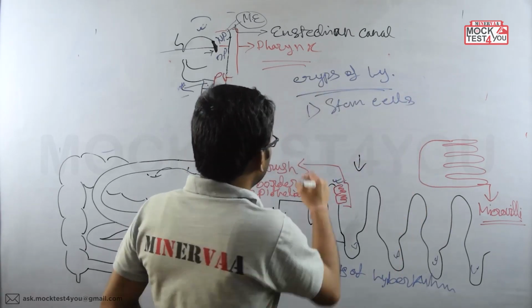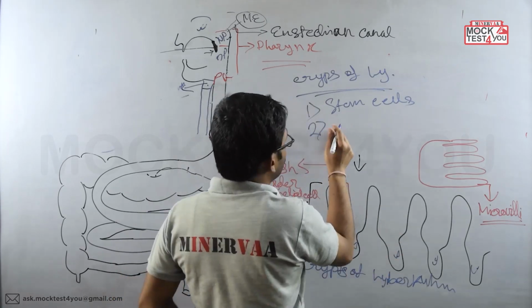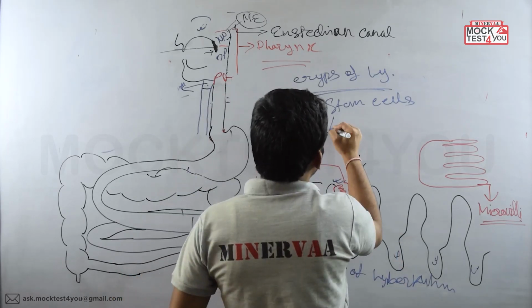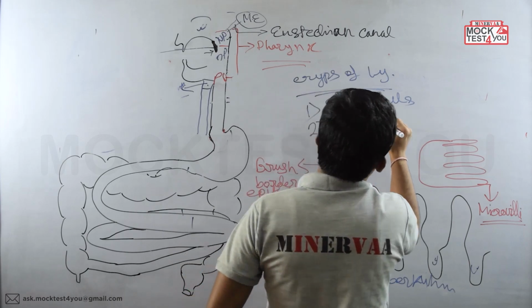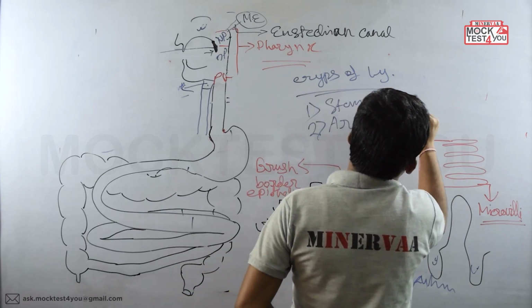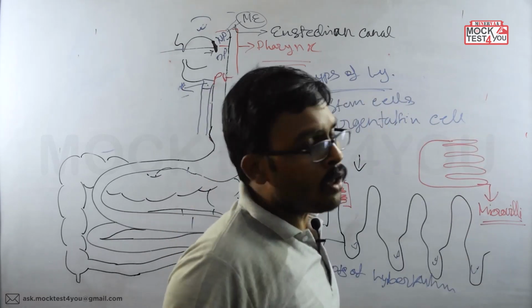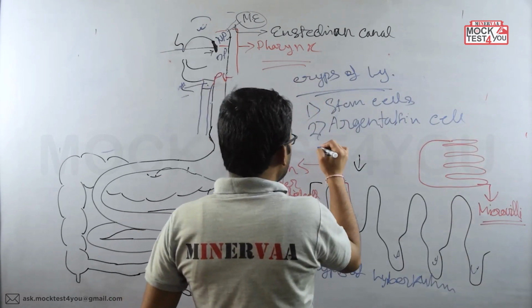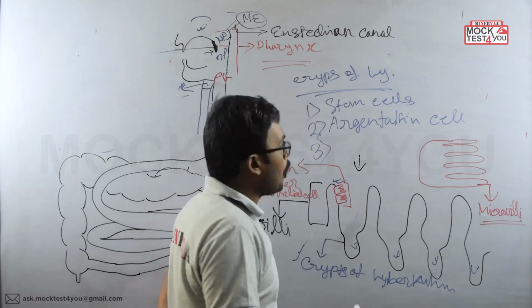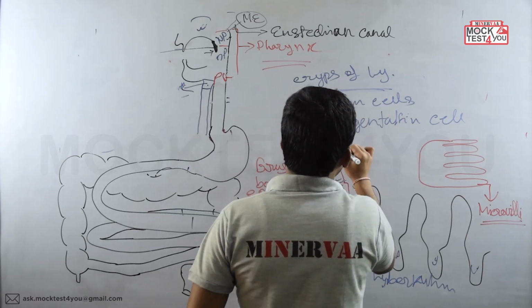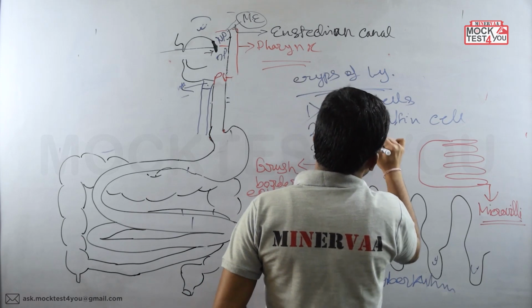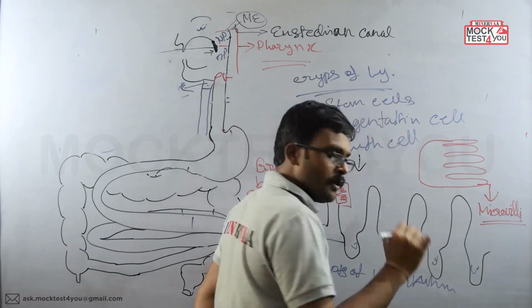The second type of cell which is present over here in the crypts of Lieberkühn is called the argentaffin cell, okay, argentaffin cell. And these argentaffin cells secrete serotonin. And the third one, which is very important, is the Paneth cell. Okay, the Paneth cell is present here in the crypts of Lieberkühn.